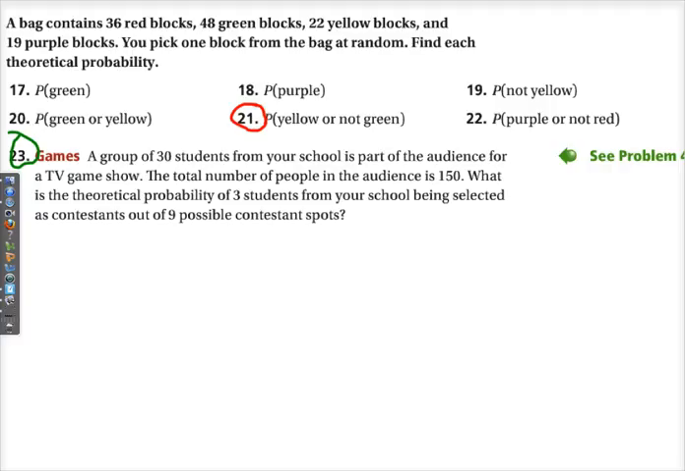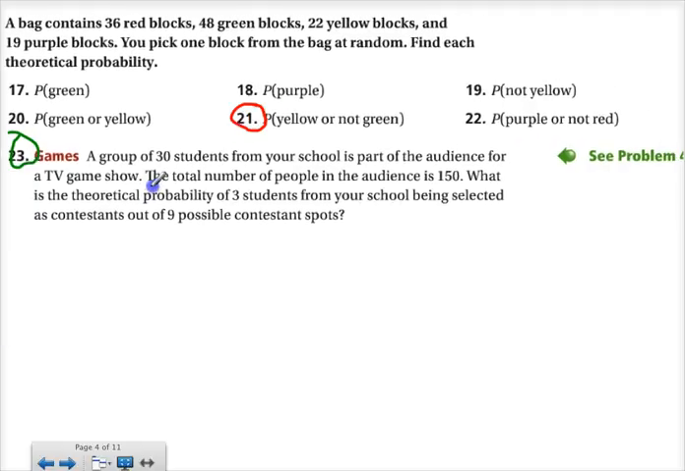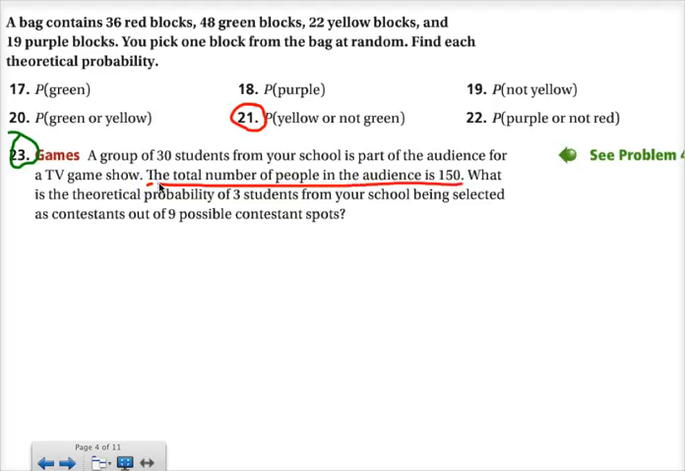spots? When I'm reading this through, I'm really focusing on my denominator first. I want to use that counting principle to figure out what is the total that I'm looking at here. And everybody in the audience altogether is 150. And there are only 9 contestant spots. So we've got 150 to choose from, and we just need to think, well, does order matter to anybody?